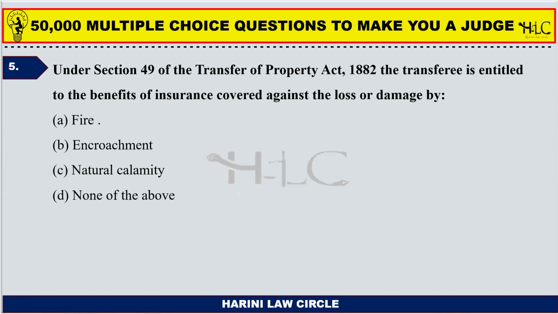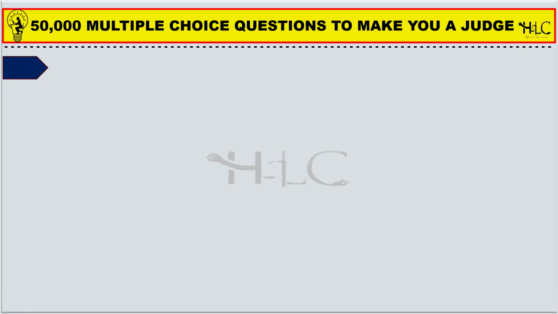So when a transferee has been transferred a property and the transferred property has been damaged under the Transfer of Property Act, the benefits of insurance are covered under Section 49. So which kind of damage or loss does Section 49 of the TP Act cover? So the loss or damage is by fire.